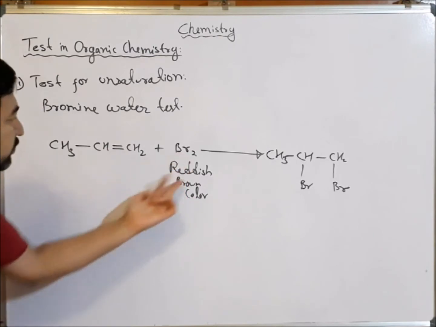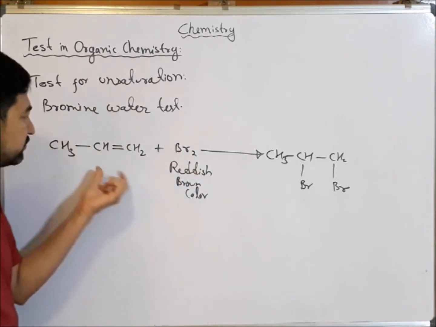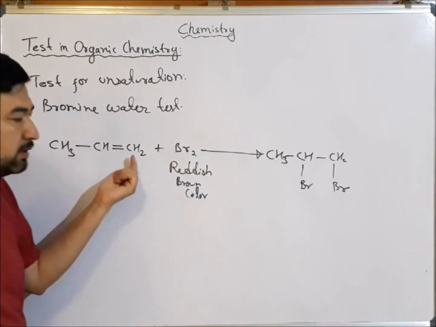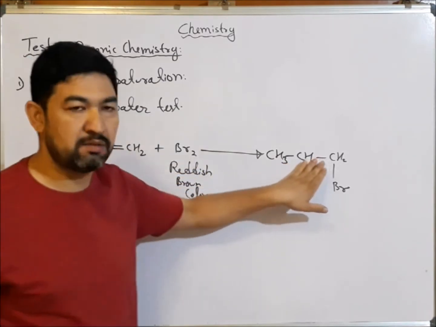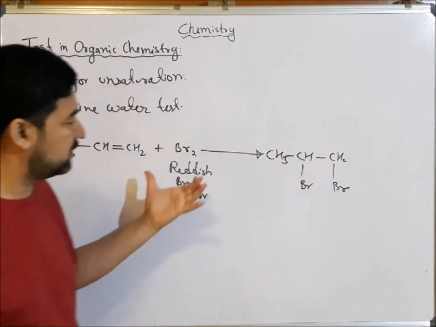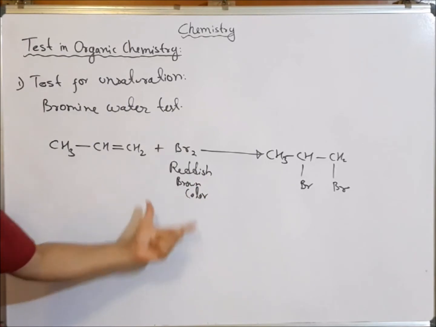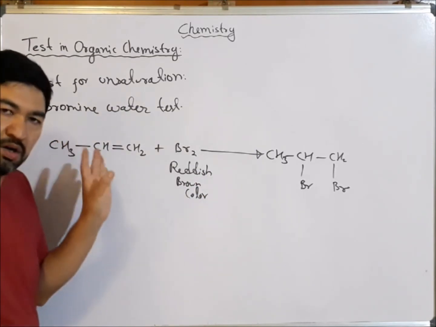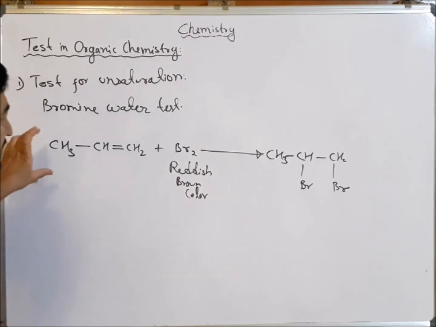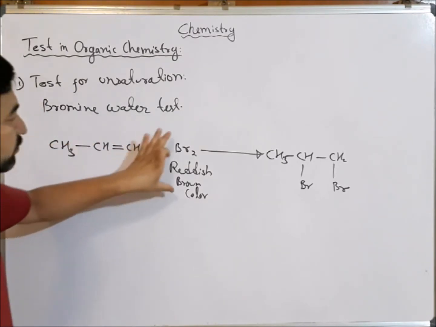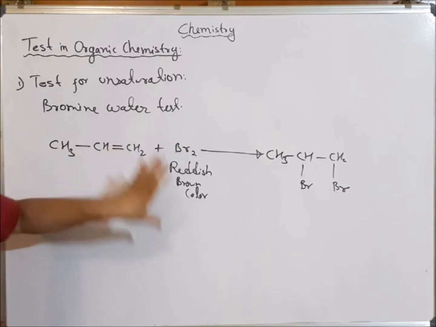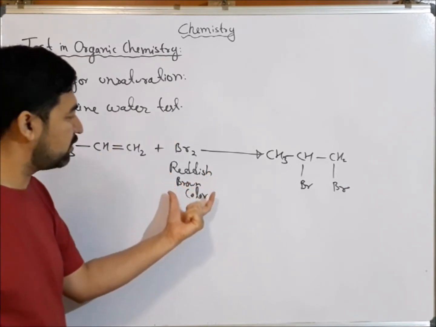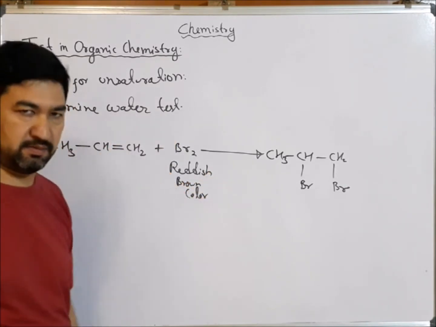That means the two bromine atoms get inserted here and here. So the double bond turns into a single bond, and the reddish brown color vanishes. This signifies that there is a presence of either a double or triple bond. If all the bonds are single bonds, the bromine water does not react, so the reddish brown color remains as it is.